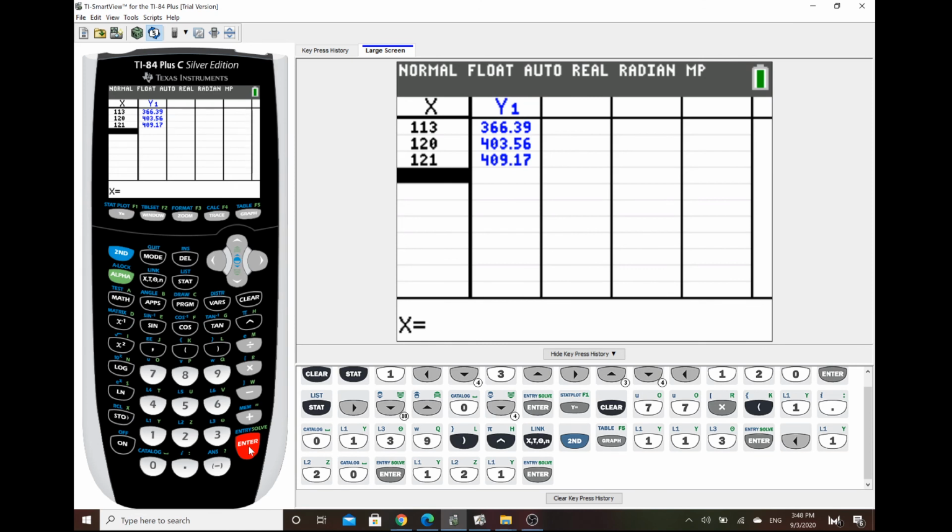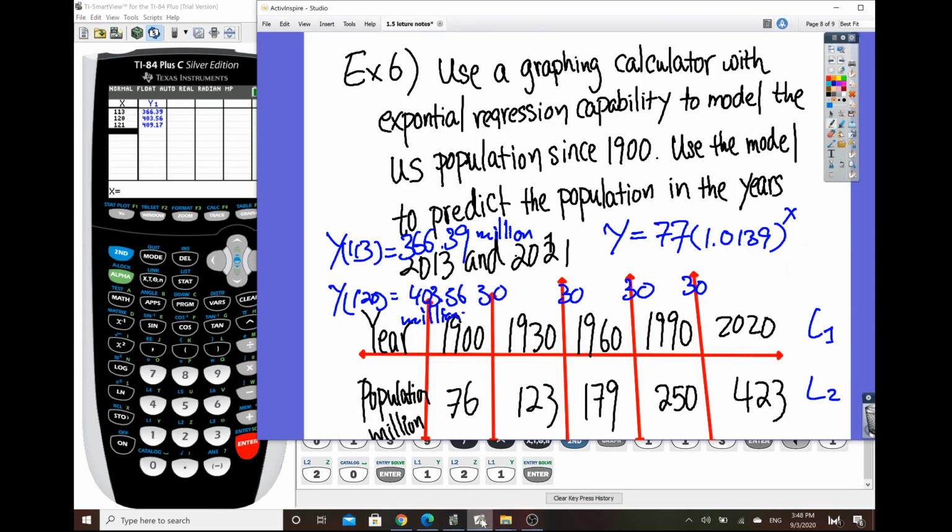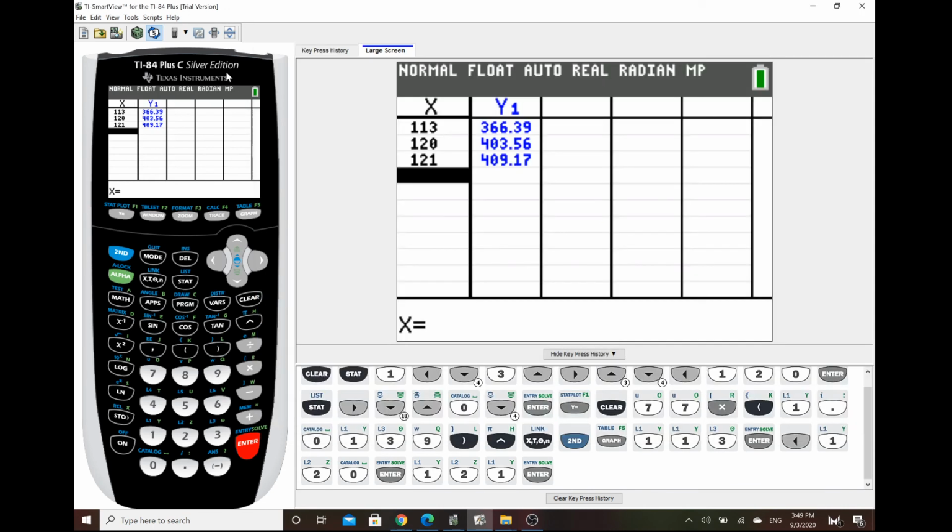And for that one, the population would be 409.17. Now, you might be wondering how come the numbers are a little bit less compared to this one. The model that we just figured out is an exponential growth model. It doesn't directly hit the same positions as the original data. So once you generate the model, let me show you that scatter plot.